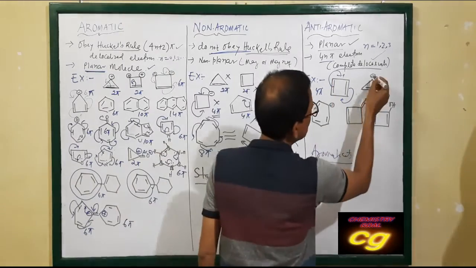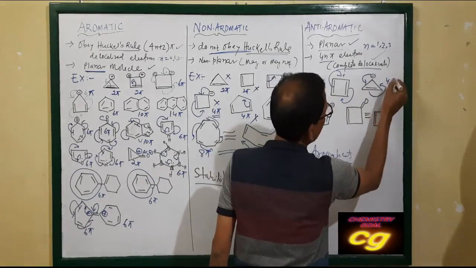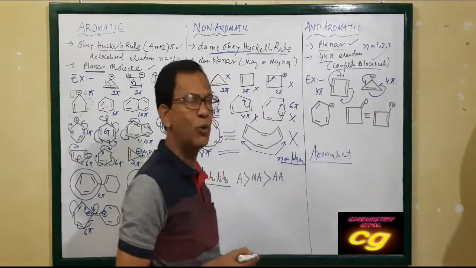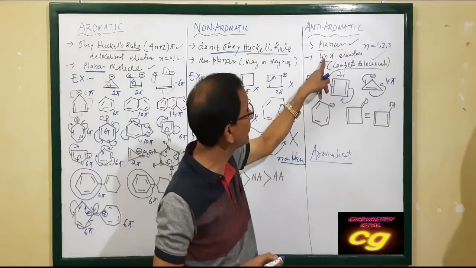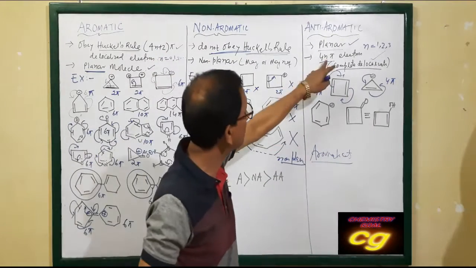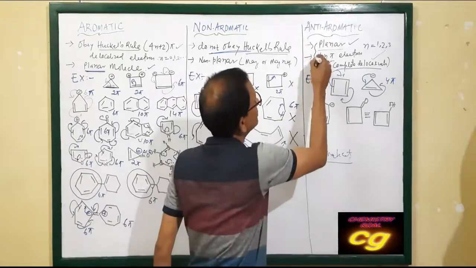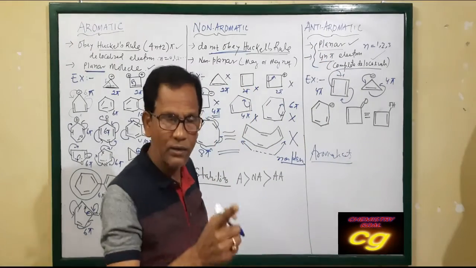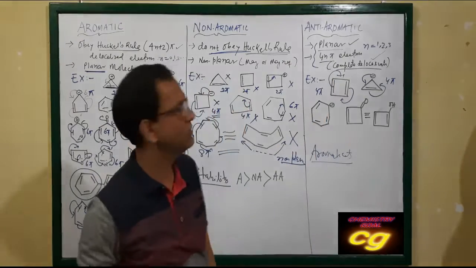In this molecule, you see, delocalization is there, but it is 4 pi. 4 pi means not 4n plus 2 pi. 4 pi means 4n pi. 4n pi, complete delocalization, and planar. These three conditions are very important: planar, 4n pi number of electrons, and complete delocalization.